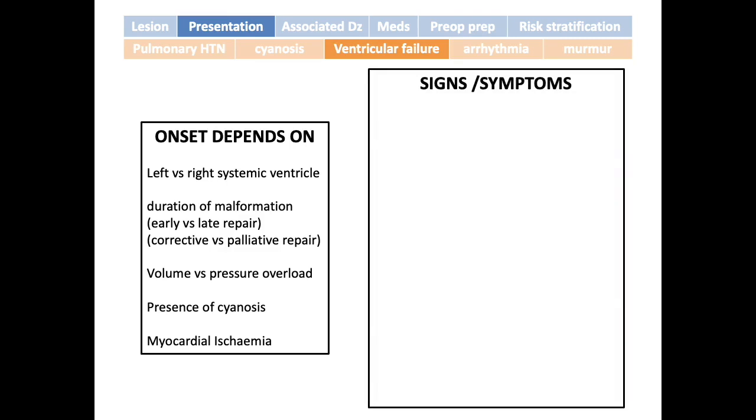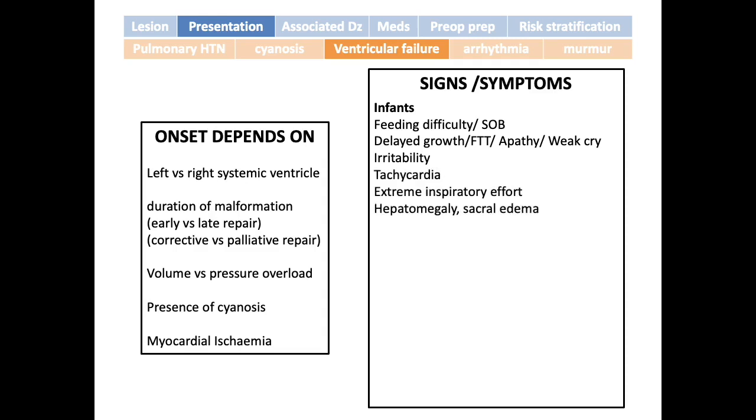The signs and symptoms of ventricular failure are different depending on the age of the child. In the very young, the parent may give a history of feeding difficulty, dyspnea and intolerance to longer periods of drinking milk, delayed growth, failure to thrive, apathy, weak cry and irritability. On examination, one may observe tachycardia, extreme inspiratory effort using accessory muscles of respiration, as well as signs of congestive heart failure with hepatomegaly and sacral edema. If the child is less than 2 months old, ventricular failure is more likely to be due to structural heart disease.